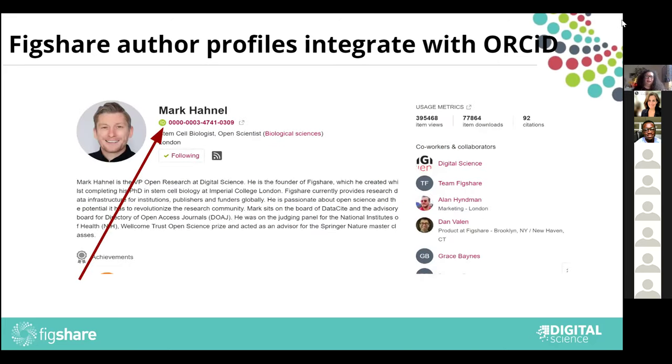The important bit: I have taken Mark's Figshare profile here and show how it's integrated with his ORCID, and also displays user metrics and collaborators, which is very, very useful to identify the people that he's working with. And that is for all author profiles that get created in Figshare. So even if you want to do a Figshare.com account, you can create one for free, as Mark has explained, and create your author profile integrated with your ORCID and pull and push things from there.